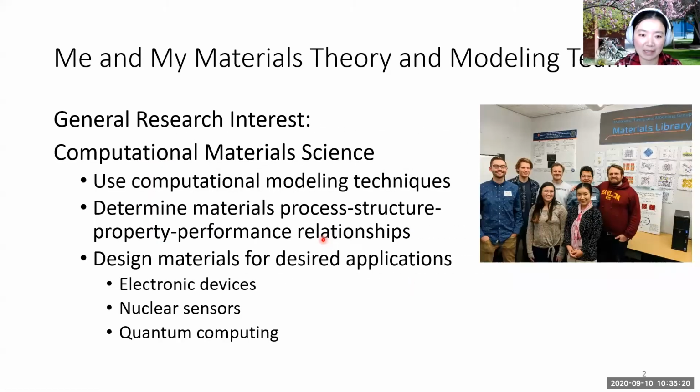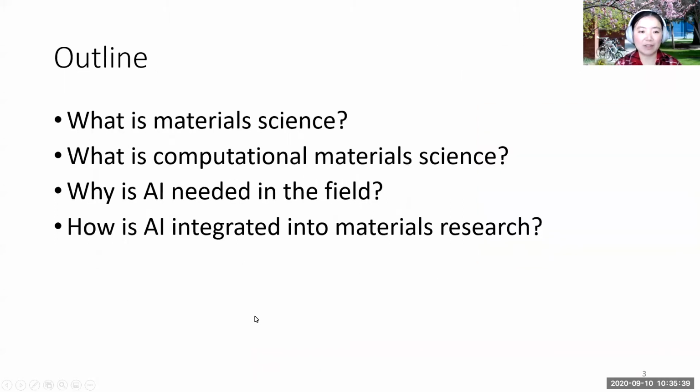Why are we interested in this relationship? Because once we identify it, we can design the material for the application we want. For example, in my group, we focus on electronic devices, nuclear sensors, and also quantum computing. Okay, so first, what is material science?